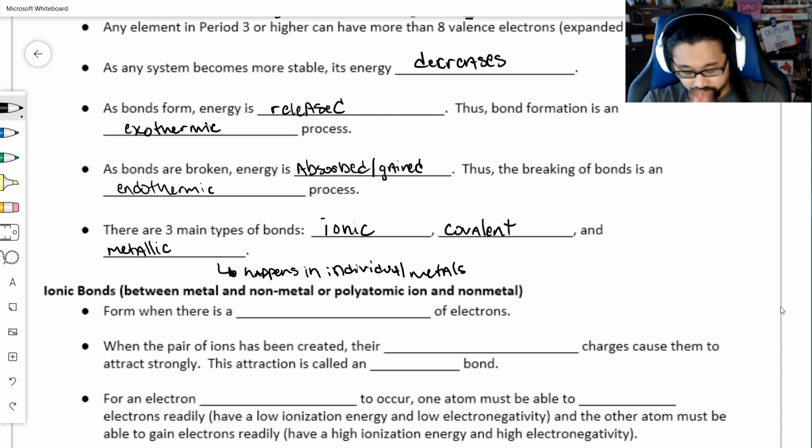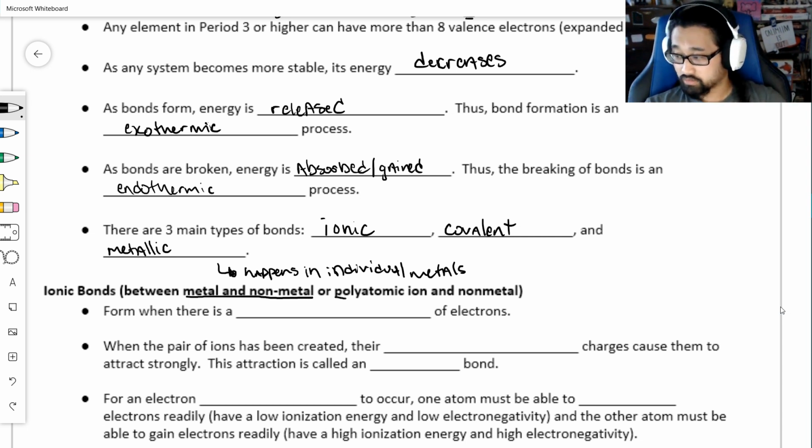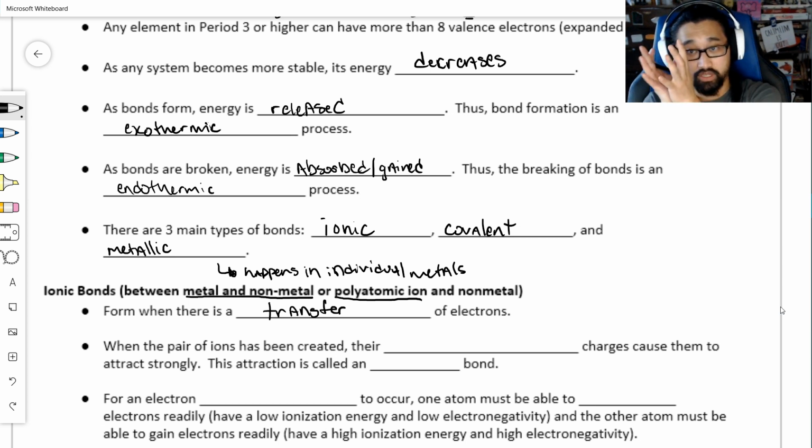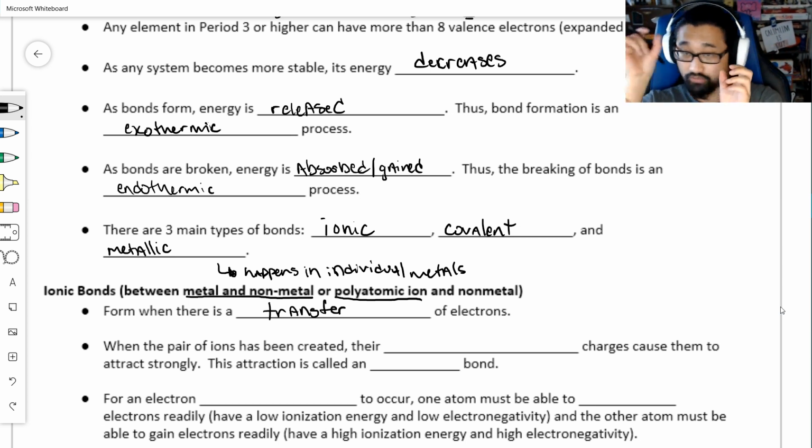But let's talk here about ionic bonding, which happens between a metal and a nonmetal. And hopefully you remember that from way back in the beginning of the year, identifying different types of compounds. Ionic compounds had a metal and a nonmetal, or they have a polyatomic ion. But the big deal is that they form when there's a transfer of electrons. Electrons actually move from one place to another, shifted from one atom to a different atom, and that's why they become ions.